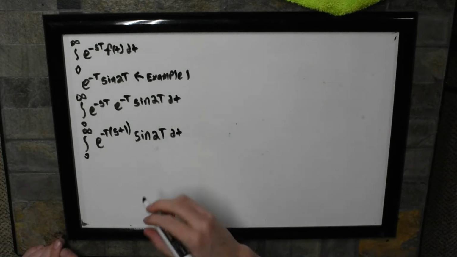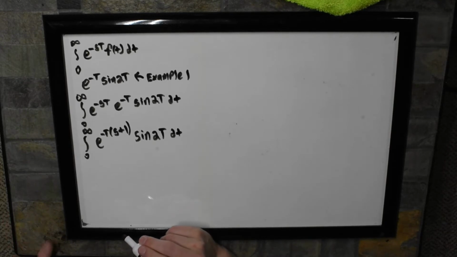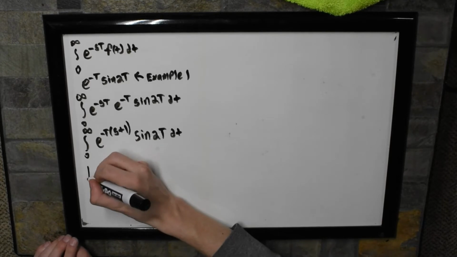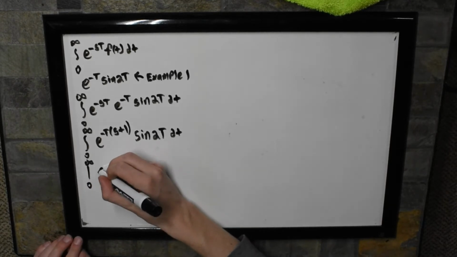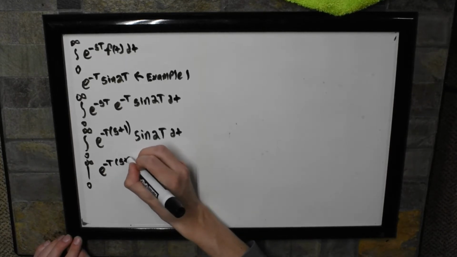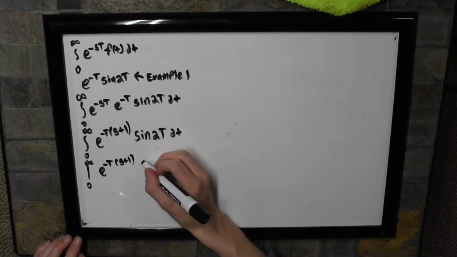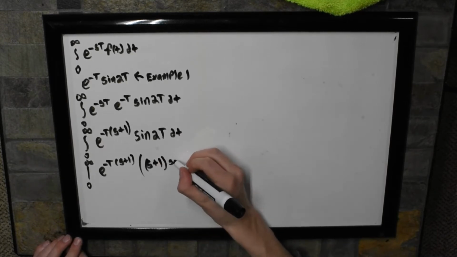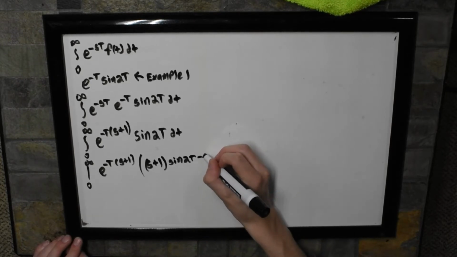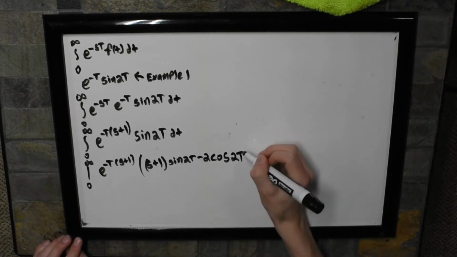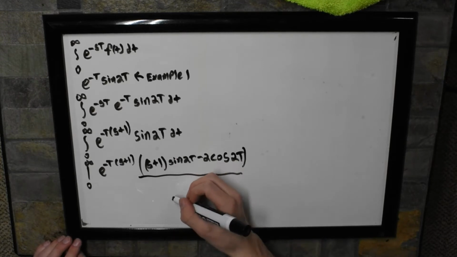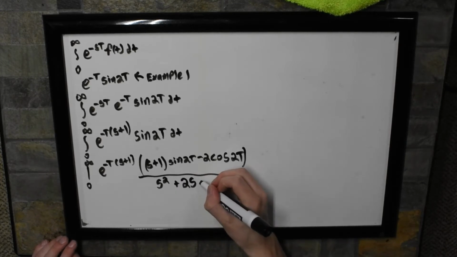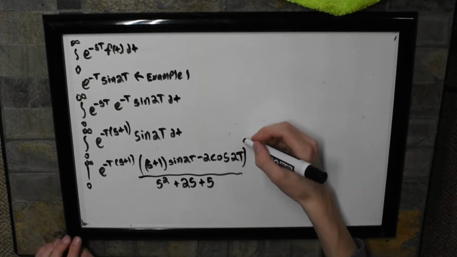Alright, so to solve this, you'd have to use integration by parts, but in our case, I'm just going to use the integral table in the back of the book, and this works itself out to the integral from 0 to infinity of e to the negative t times s plus 1, and again, this is just using the integral table in the back of the book, but we're going to get s plus 1 times sine 2t minus 2 cosine 2t over s squared plus 2s plus 5.